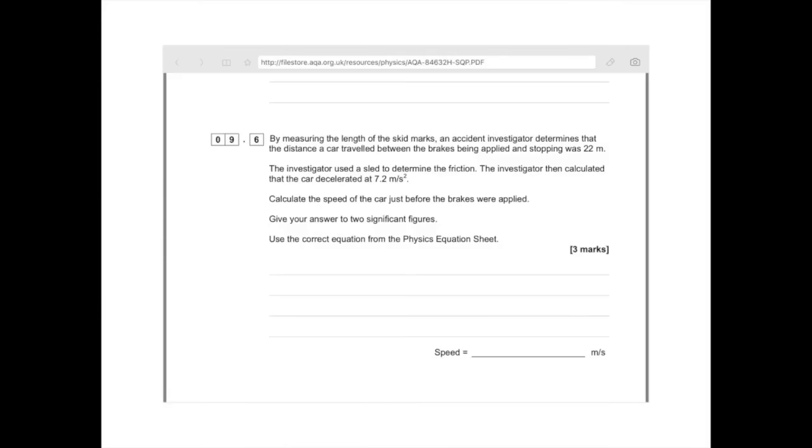Okay, so this is SUVAT. So we're using this equation, which is v squared equals u squared plus 2as. And now it's just a matter of identifying what everything is. So the distance here is s. The acceleration is minus 7.2, but that's the acceleration, so that's a. We're looking at the speed of the car just before the brakes were applied, so we're looking for the initial speed, which is u. So that's a question mark.